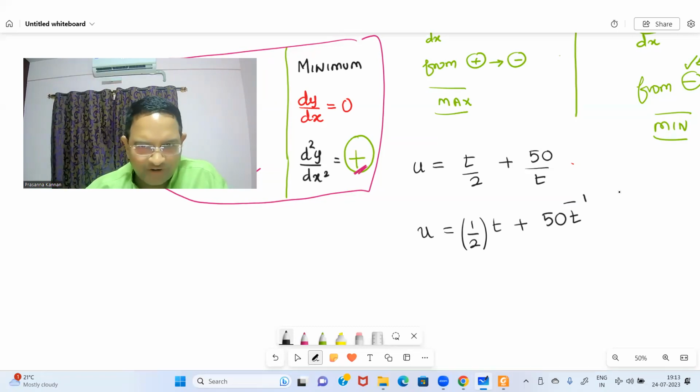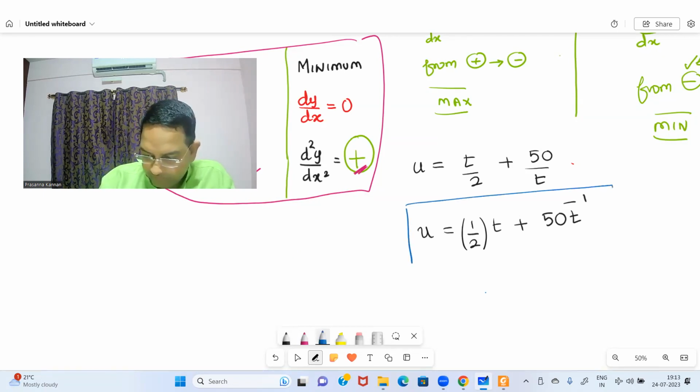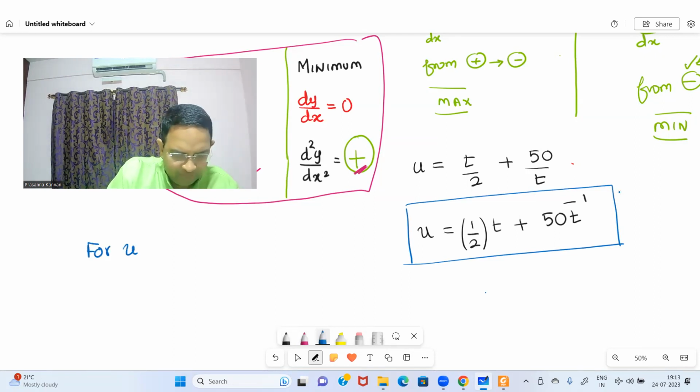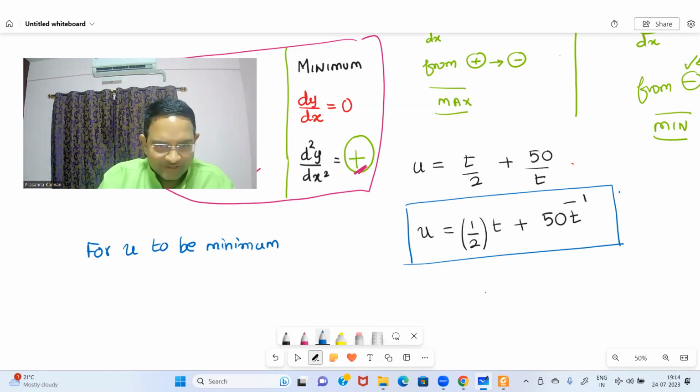Clear so far? Is everybody with me, guys? All right, great. Now, this is a function of u and t. We want u to be minimum or maximum? Minimum. So for u to be minimum, can you tell me what are the conditions? So dy by dx should be 0. Here you should tell in terms of u and t. Change the variables.